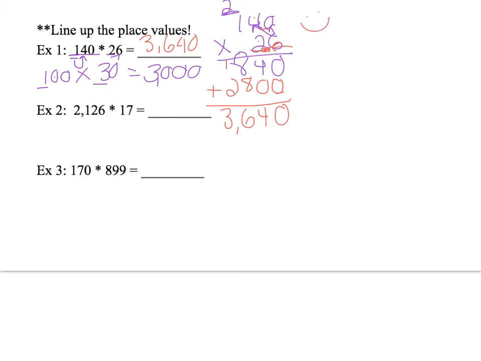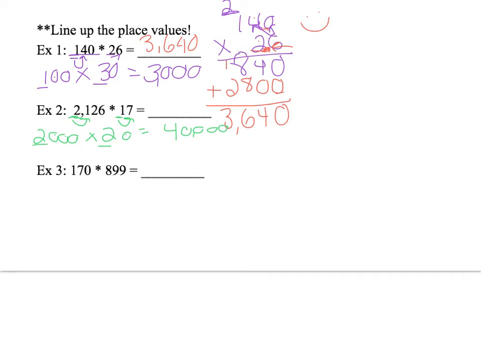Example 2, 2,126 times 17. First, let's estimate. The largest place value is the thousands place. If we look to the right, this is going to round to 2,000 times 1 in the tens place. We will round that up, and this is going to become 20. 2 times 2 is 4. We have 1, 2, 3, 4 zeros total. So our answer should be approximately 40,000.